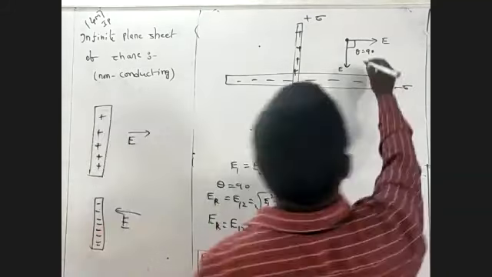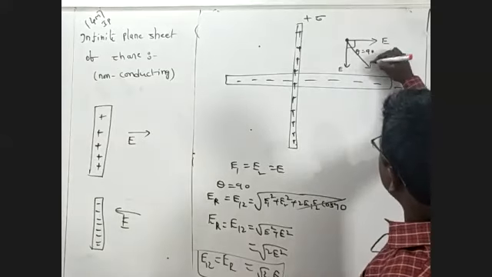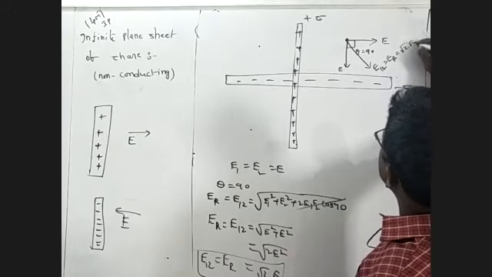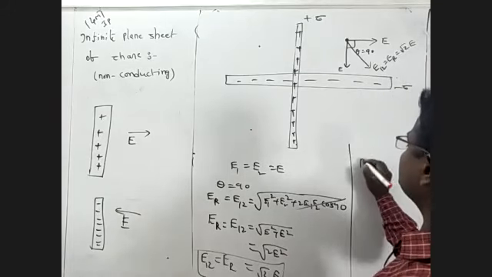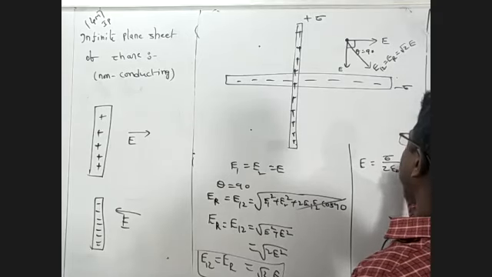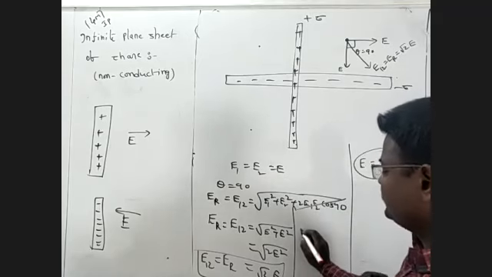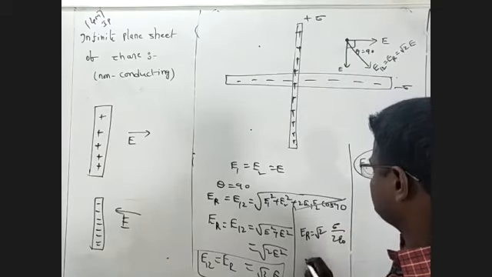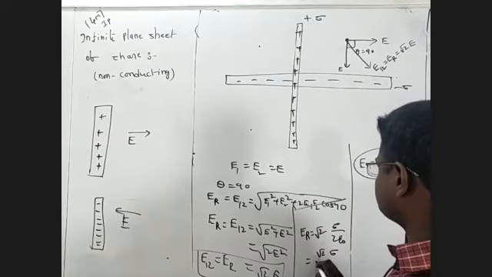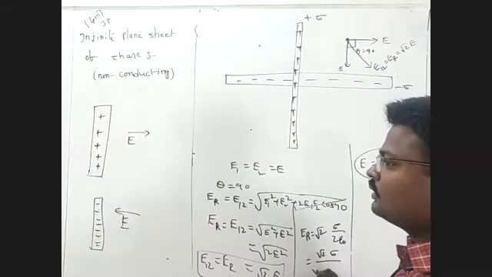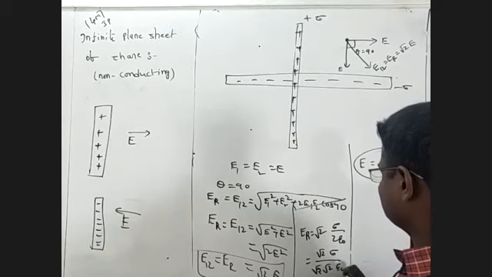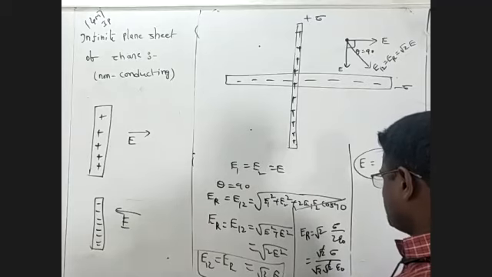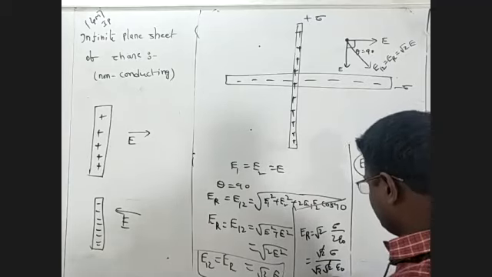Now at this point, what is the resultant? The resultant E12 or ER is equal to root 2E. What is E? E is equal to sigma by 2 epsilon. So the resultant ER is equal to root 2 sigma by 2 epsilon naught. That is your answer. Root 2 cancels, giving sigma by root 2 epsilon naught. That is ER, the resultant electric field.